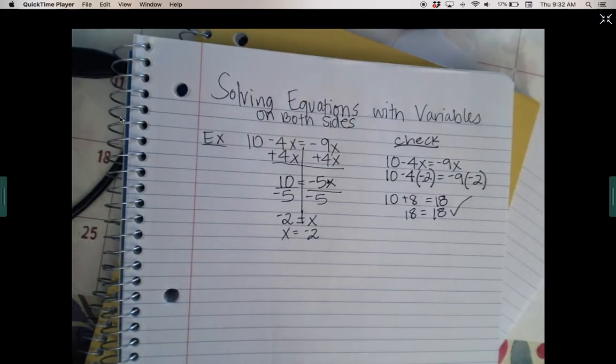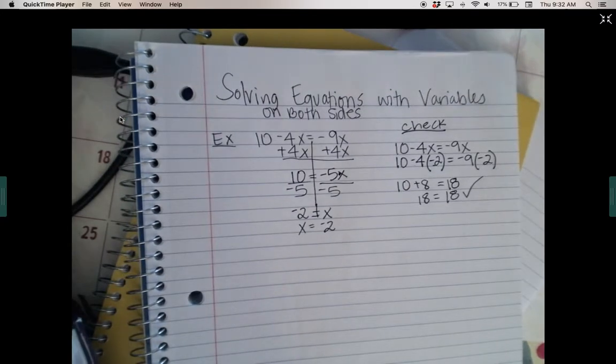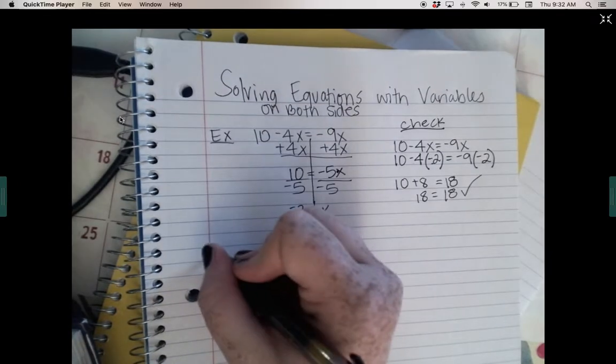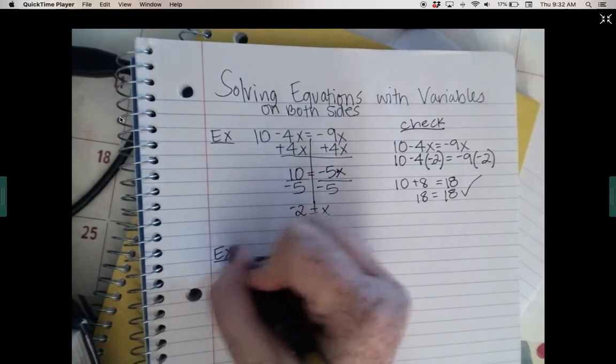I know that checking feels like it takes an unnecessary amount of time, but you're basically guaranteeing that you did it correctly. You're guaranteeing yourself an A on a test. Okay. Let's do another example. Any questions about the first example?